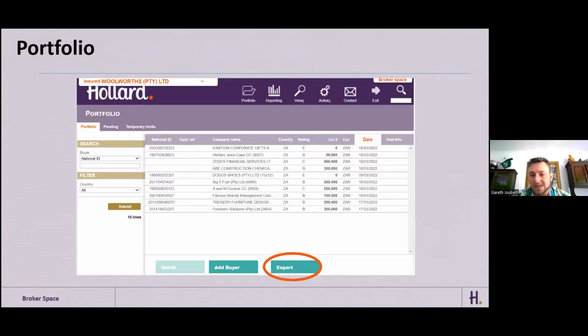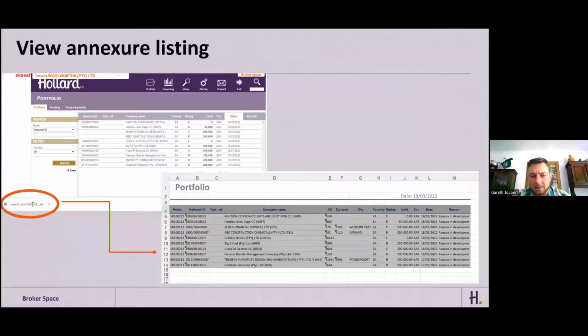You can export this list by just clicking the export button, and it'll come down to one of these downloads. And when you pull it out, this is just a report with all of your buyers that have been listed for cover. This should be the same as that. And then on the reason here, the reason would be if there are any specific conditions of cover. So Ignition Corporate Gifts, as an example, that's the client. Henty's Juice in the Cape, it was conditional on personal surety. So it will say here personal surety from Mr. Henty's as an example.